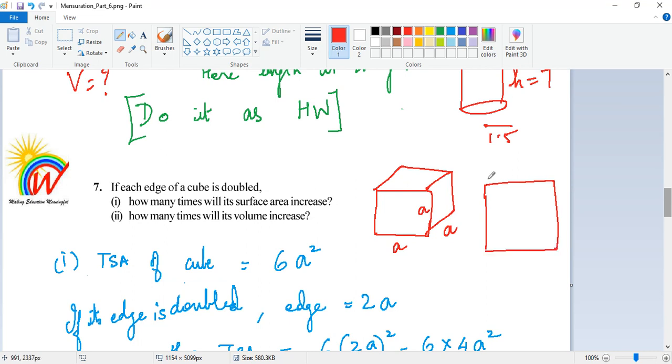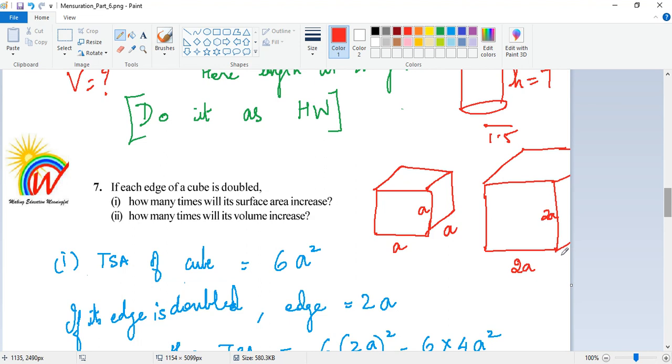Alright, so you can just make out how the bigger cube is. It's doubled, which means A will become 2A, isn't it? If it is 7, it's going to become 2 into 7, 14. If it is 6, it will become 2 into 6, 12. So everything is going to be multiplied by 2. So you have 2A, 2A and 2A.